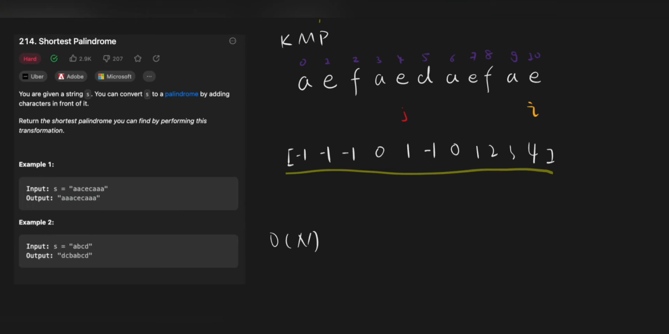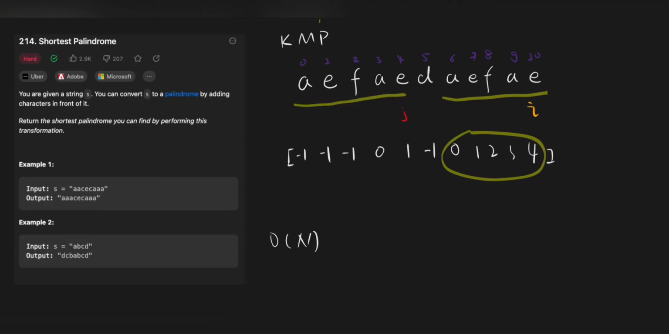So how are we gonna apply this algorithm to this palindrome problem? What we see now is this algorithm helps us to identify the prefix and the suffix in the same string. So we can see that the suffix of this string is the same as this string, right? So what did it tell us?